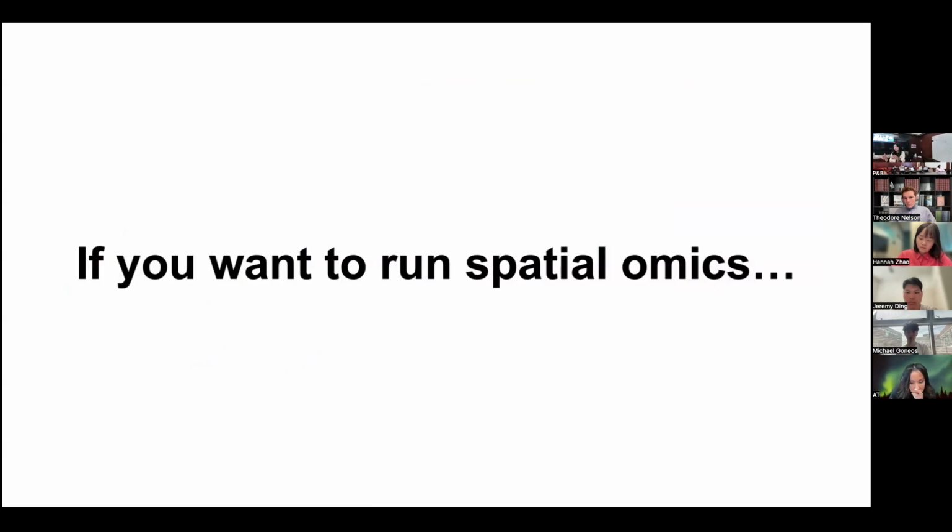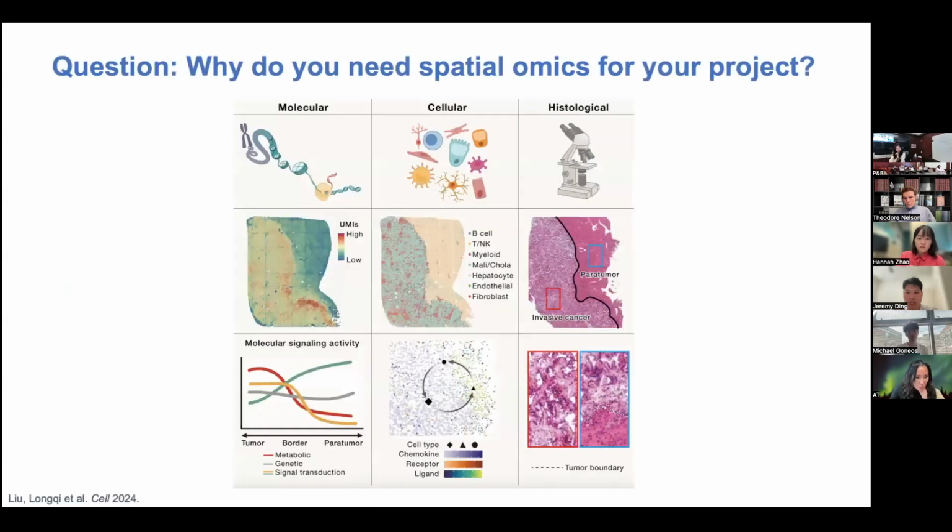So the way I structured the next hour or so is to really go through these contents and different technologies, to consider if you really want to run spatial omics, what kind of questions you should be asking yourself. And of course, the very first question, which I want to ask you guys, is why do you need spatial omics for your project? Because a lot of the biological questions can be answered at multiple layers, right?